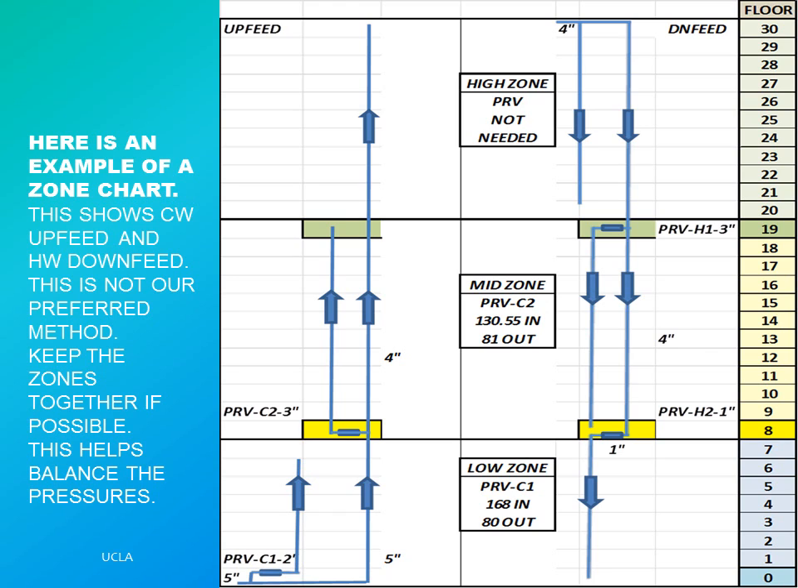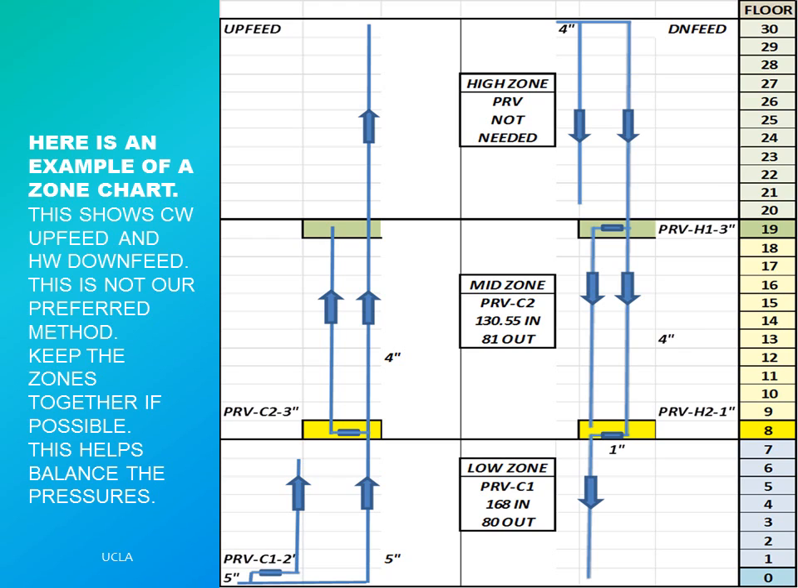So on the left, we see the upfeed system. We have cold water feeding up. We have a PRV for the first zone, and then we go up, and we have a PRV for the next zone, and then we go up to the top. We don't need PRVs because we designed the pressure to not exceed 80 psi by the time you get to that 20th floor level. On the right, we see a downfeed system.